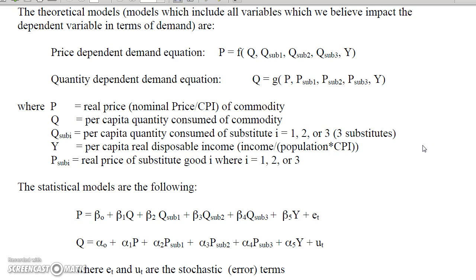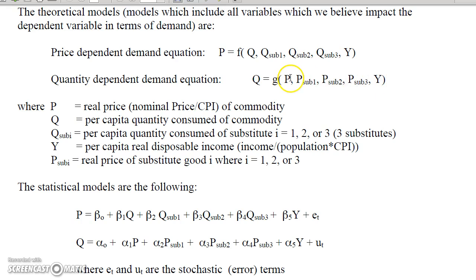In this video, I'm going to teach you how to estimate the quantity-dependent demand equation. In terms of the equation format, on the left-hand side, we have a Q, that is quantity, and that is our dependent variable. And on the right-hand side, I have my function, and my G is my function. In my parentheses, I have included 5 independent variables.